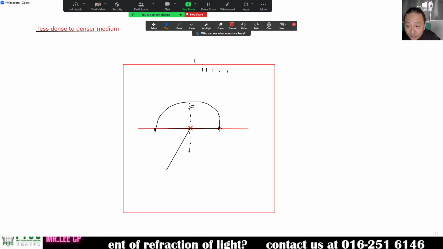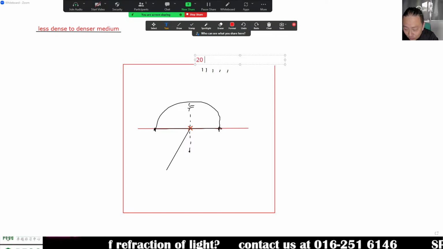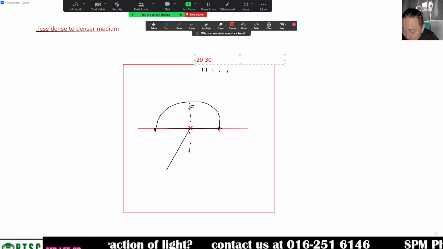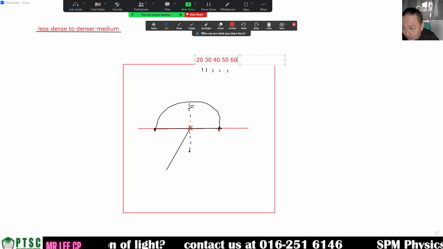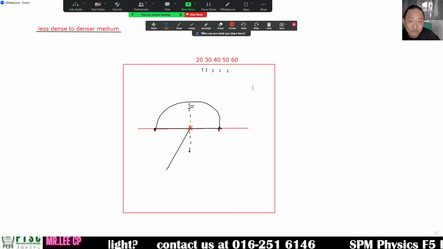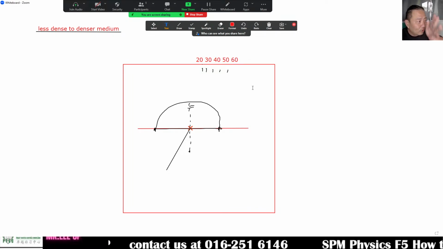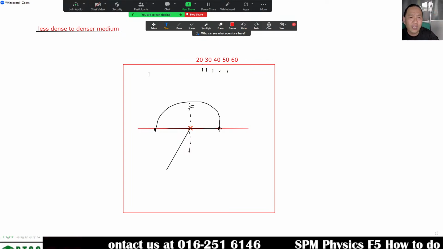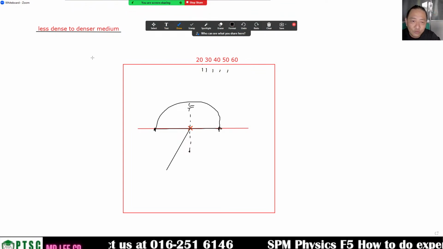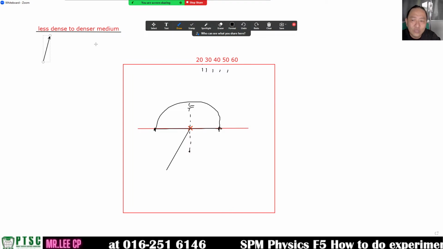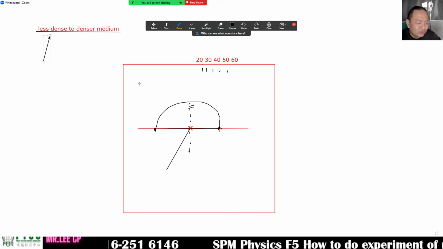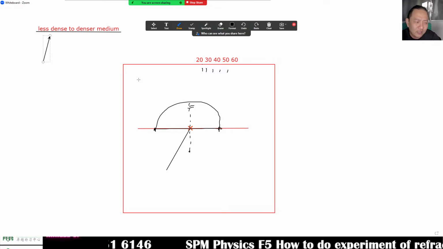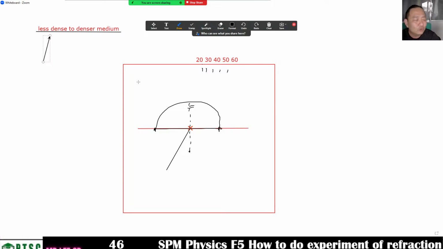This one is for 20. If you remember, 20. And then this one is for 30. This one is for 40. This one is 50. This one is for 60. More than 40 degree, more than 50 degree, okay or not? Okay. Because if you are going from less dense to denser, it will always go toward the normal. Total internal reflection cannot happen. You no need to worry about it.